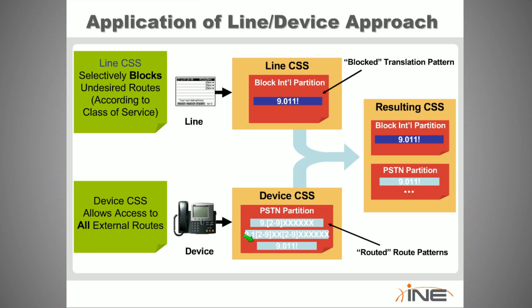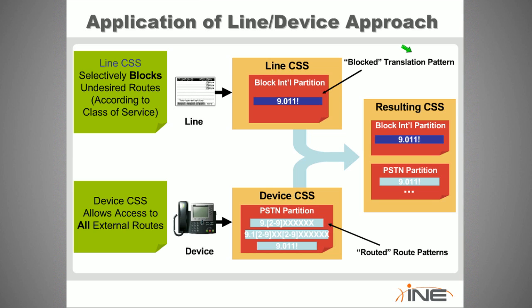But then we've got a blocked international partition and blocked international pattern. Now this happens to be a translation pattern. It doesn't really matter whether it's a translation pattern or a route pattern. You can block at the route pattern level, but you have to point to a route list or route group or whatever. It will just never get there.